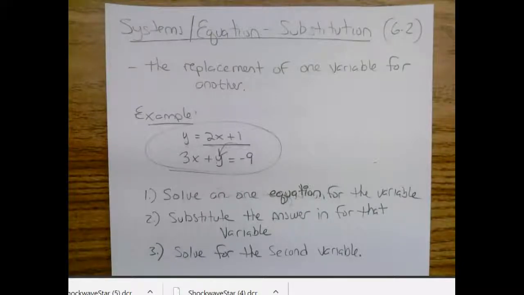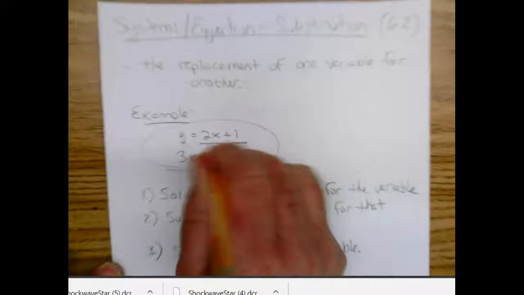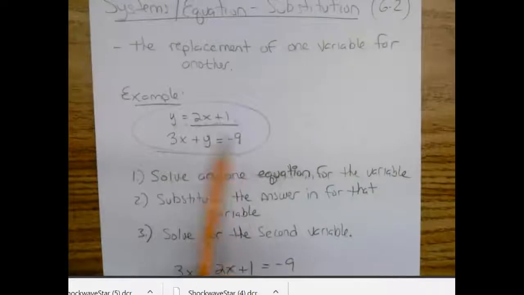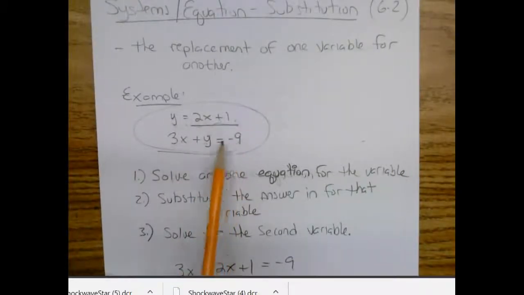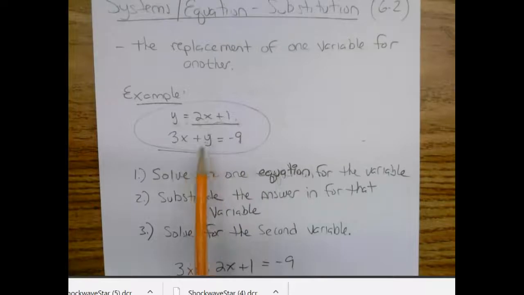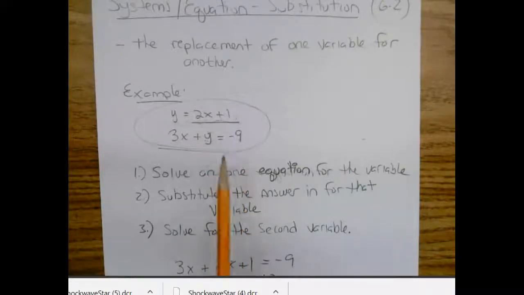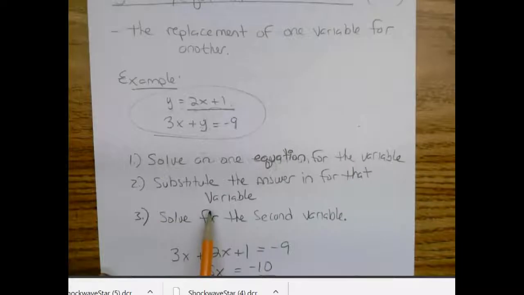So when we're talking about substitution, we're talking about replacing one variable for another. And you see here, I kind of started it. So we have y is 2x plus 1, and 3x plus y equals negative 9. So the steps to solve this system of equations, these two different equations for y and x, is we substitute one variable for the other. And then we solve for the answer for that one variable. Now that we're down to one variable, we get the answer for that one and we plug it back in and get the answer for the other.